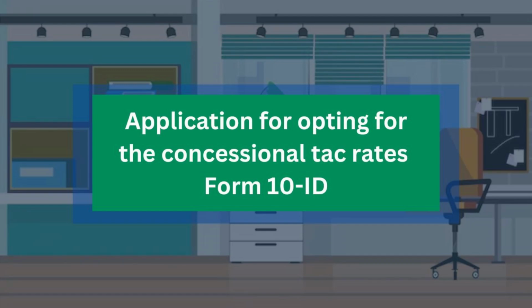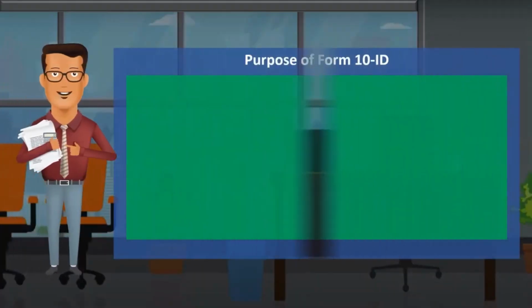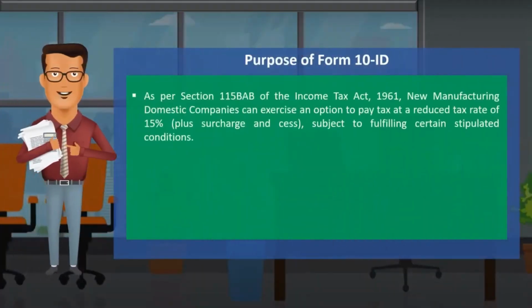This video is on Form 10ID, which is an application for opting for concessional tax rates by new manufacturing domestic companies. As per Section 15BAB of the Income Tax Act, new manufacturing domestic companies can exercise the option to pay tax at a reduced rate of 15% plus surcharge and cess, subject to fulfillment of certain stipulated conditions.